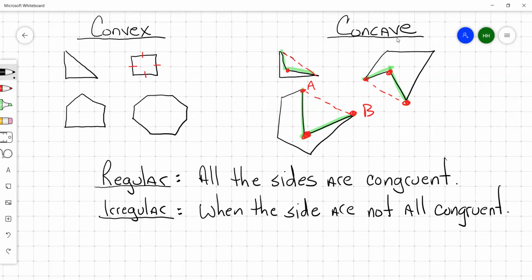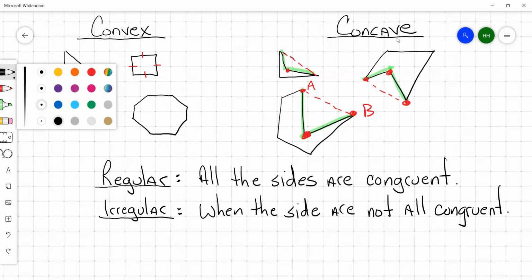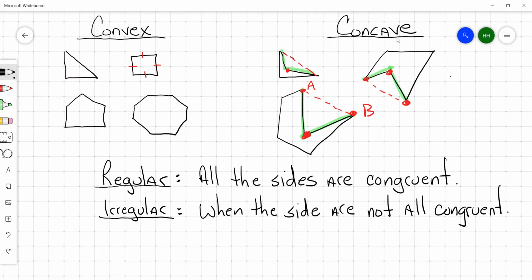An example of that would be, let's say right over here, I'm looking at this shape that's got 1, 2, 3, 4, 5. It's a pentagon. It's concave, and it is irregular.